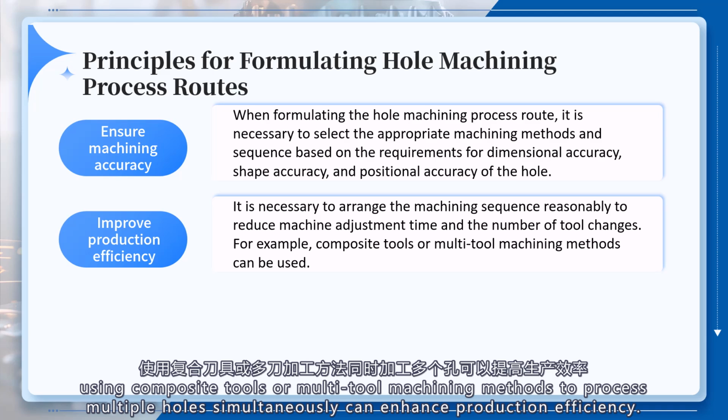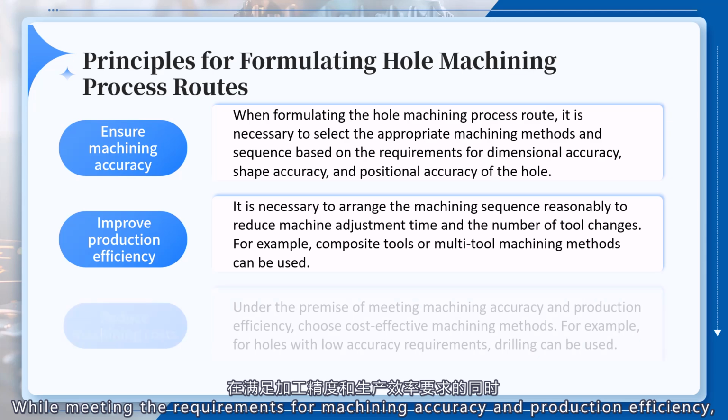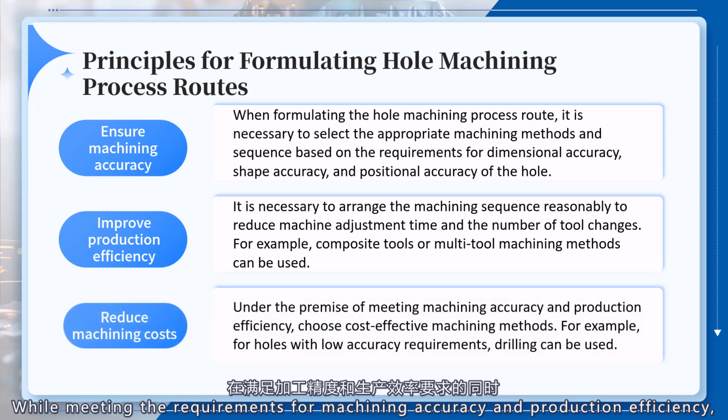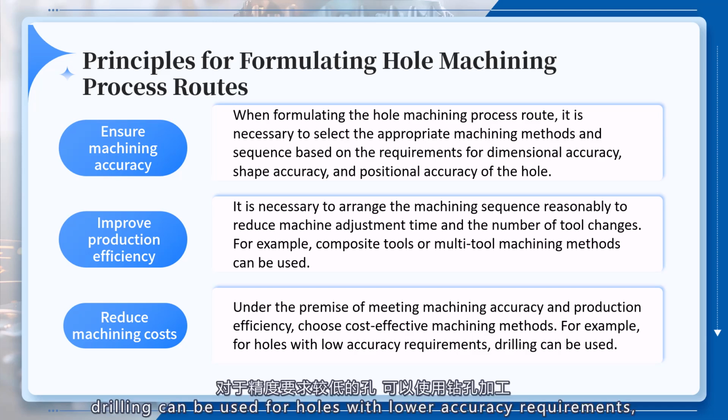For example, using composite tools or multi-tool machining methods to process multiple holes simultaneously can enhance production efficiency. Reducing machining costs, while meeting the requirements for machining accuracy and production efficiency, it is important to choose cost-effective machining methods and tools.